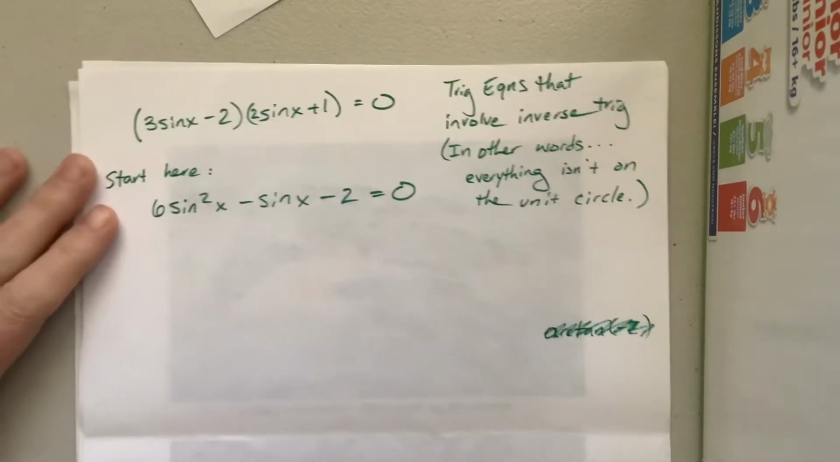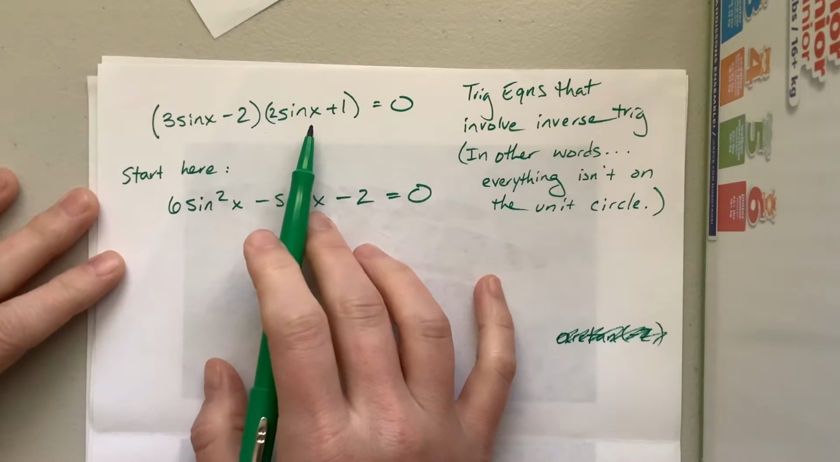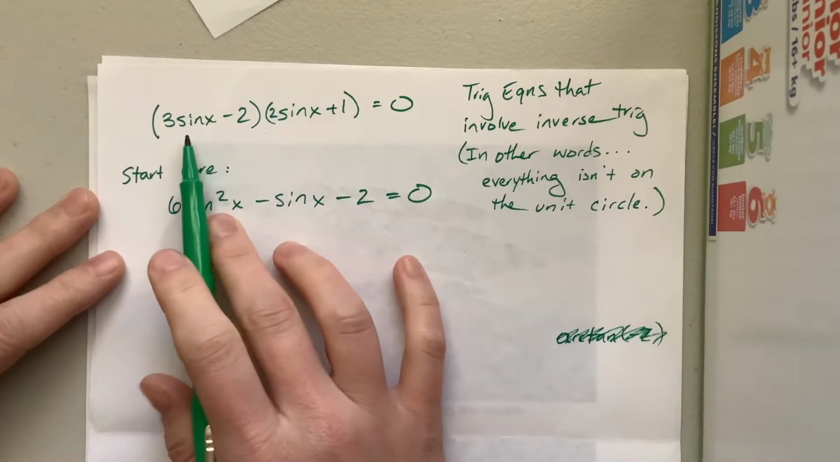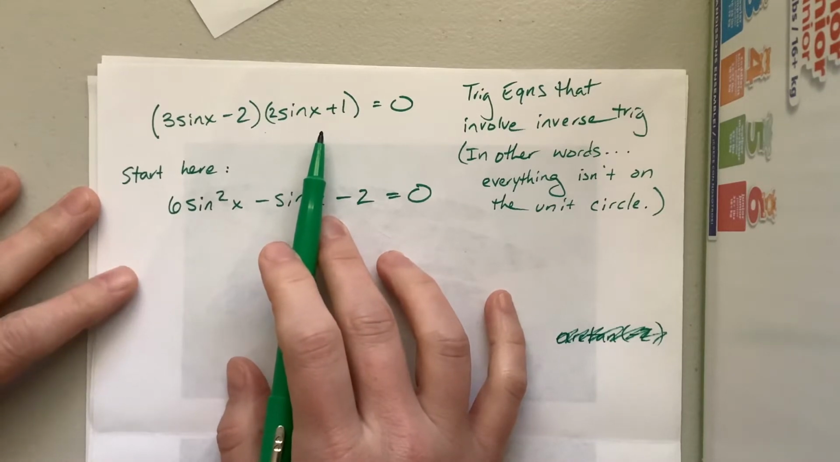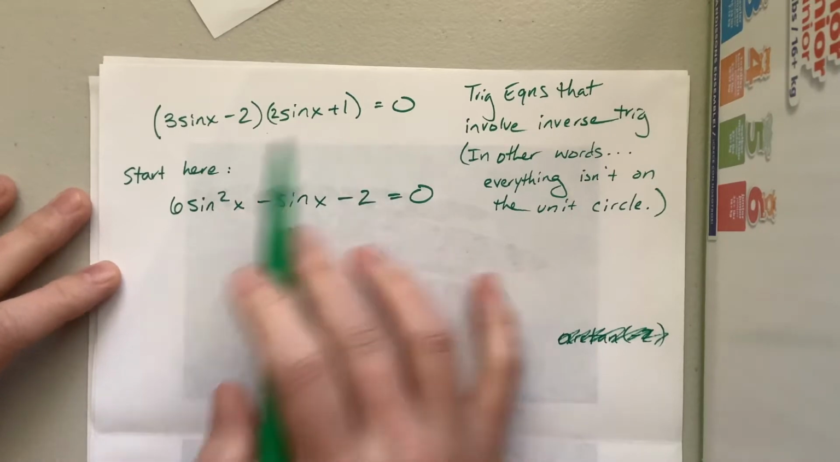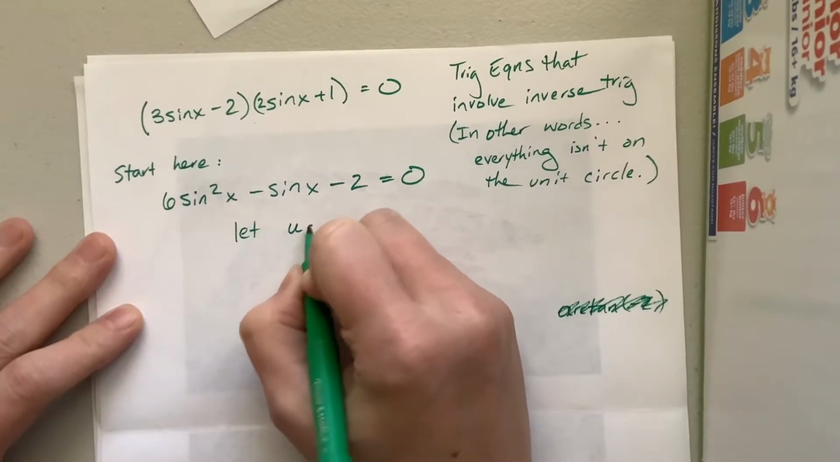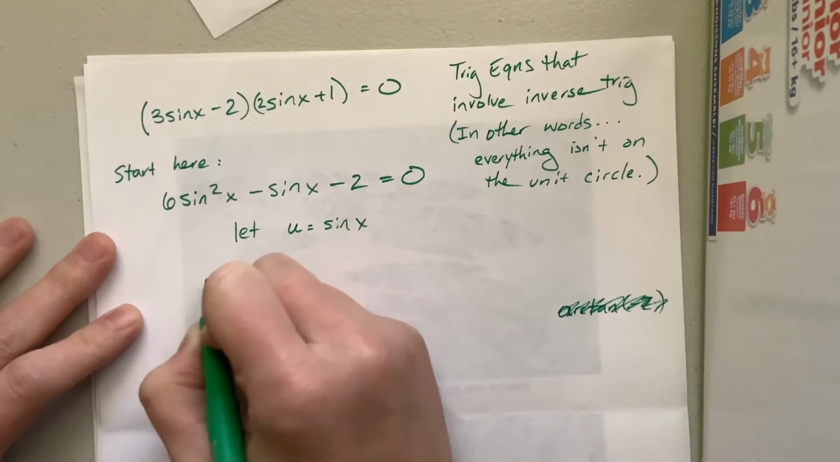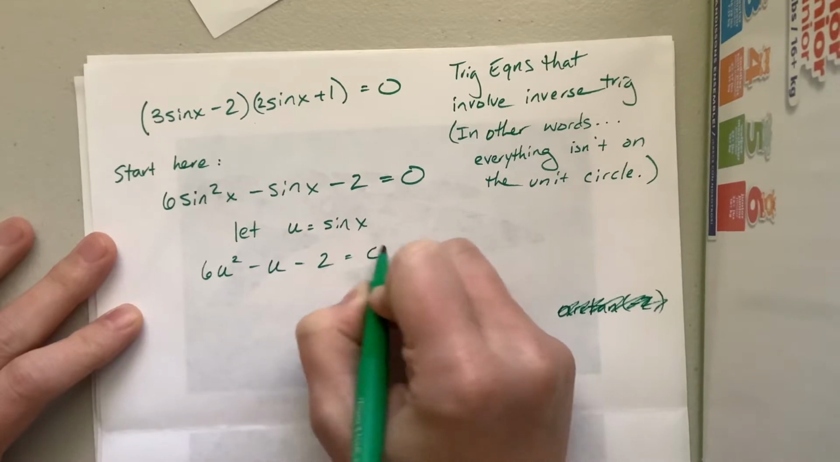Okay, so I started here because I wanted a problem that would factor down and give me, well, this is going to say sine of x is equal to 2/3, and this would be sine of x is equal to -1/2. I wanted to talk about this scenario, but I don't typically give it to you already factored. I'd give it to you like this, and so it might be helpful to say let u equal sine of x. So then this becomes 6u squared minus u minus 2 equals 0.